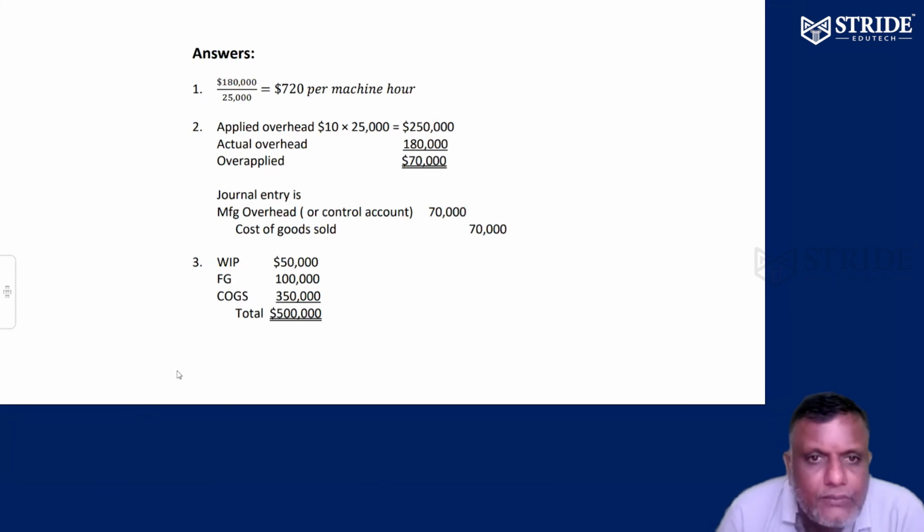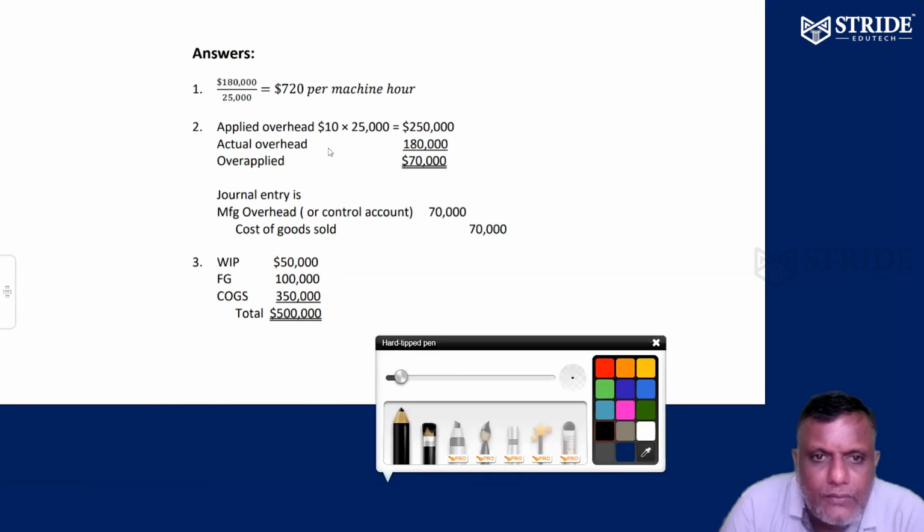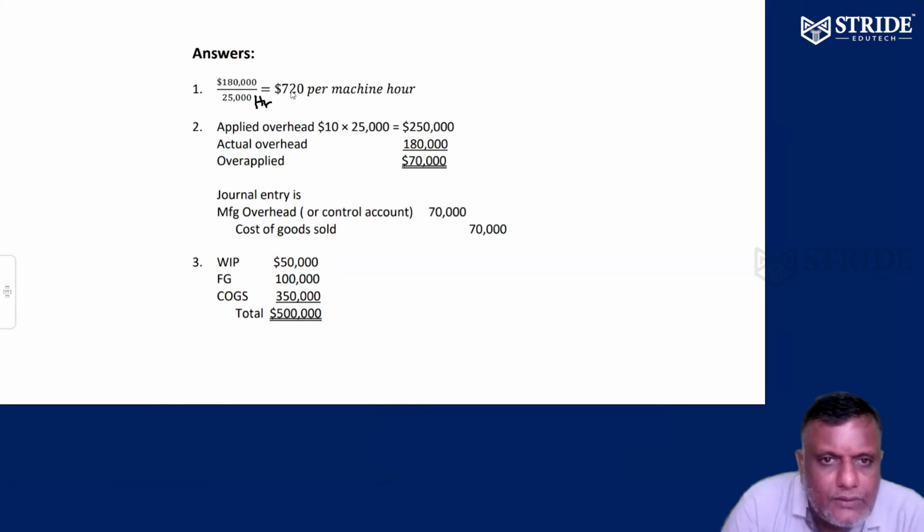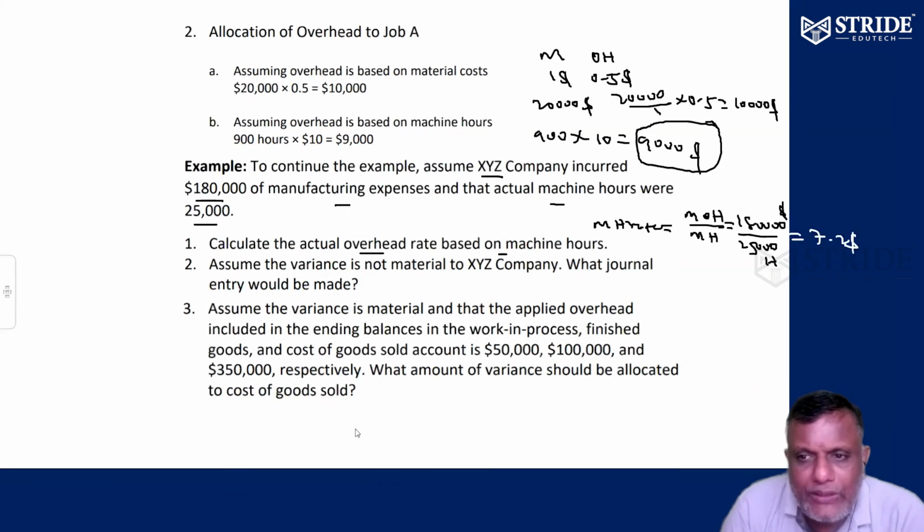So 180,000 divided by 25,000 hours is going to be 7.2. So $7.2 per machine hour. That's the first question: the machine hour overhead expense rate is 7.2.